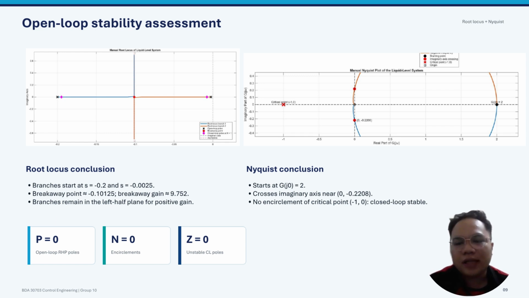For the Nyquist analysis, the plot starts at +2 and does not include the critical point at -1. Since there are no right half plane poles and no encirclement, the closed loop system is also stable. So the system is stable, but a controller is required to improve its response speed.